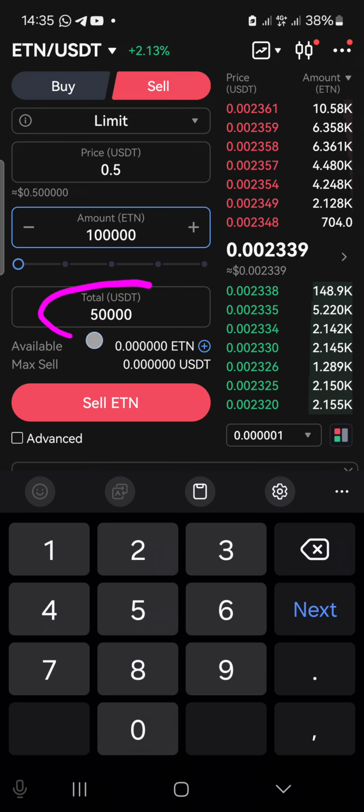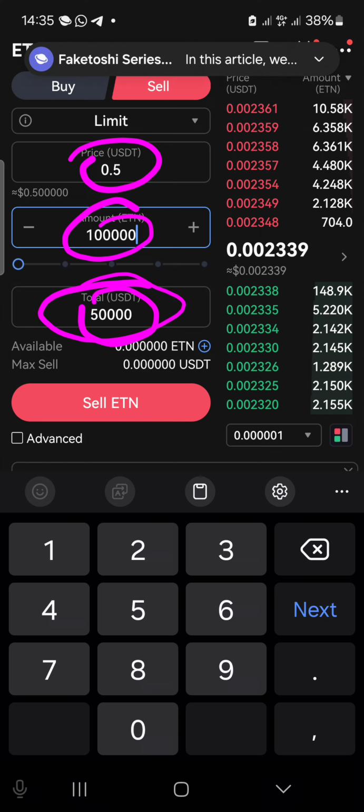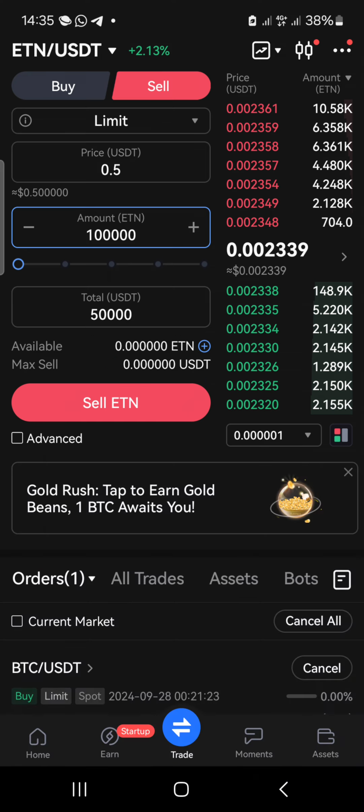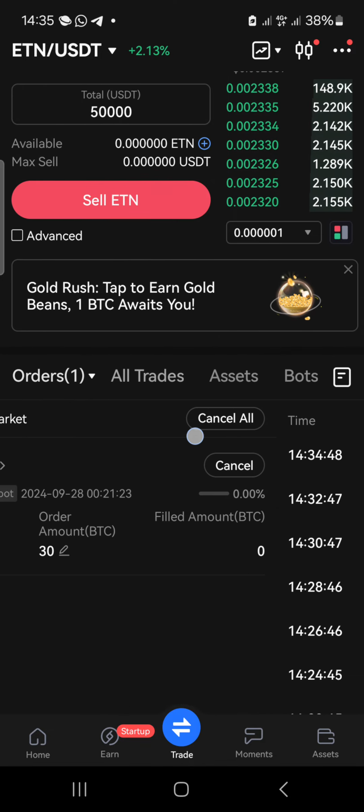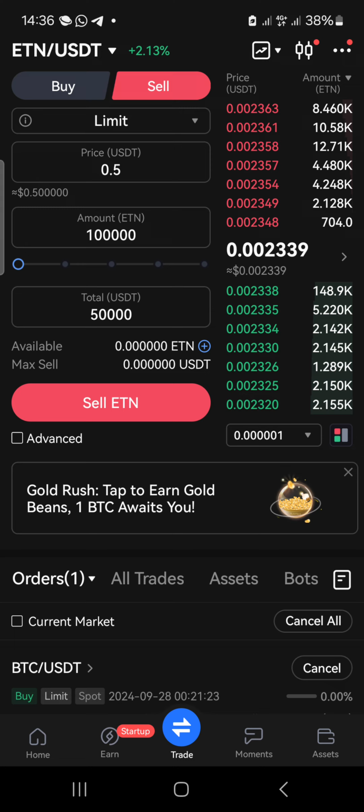This place is now showing you how much you are going to get if you sell 100,000 units of ETN at 0.5. You are going to get a whopping $50,000. That's huge, guys. So that's how to set a sell limit on Gate.io. After inputting all those parameters, you hit the sell button and the order is going to be below, showing down here, just as this BTC order is showing here. So that's Gate.io. That's how to set buy limit, sell limit, and buy by market on it.